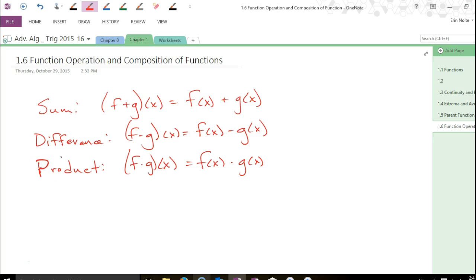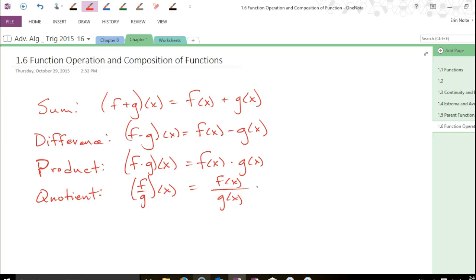Product. Okay, and then when you divide two things, what do you call it? Dividing two things is the quotient. f divided by g of x is the same as f of x divided by g of x. Okay, so those are just notations.